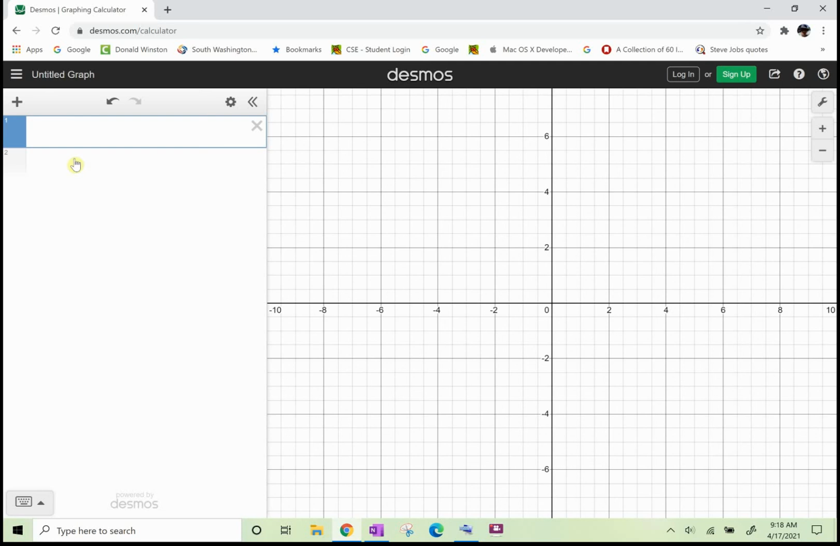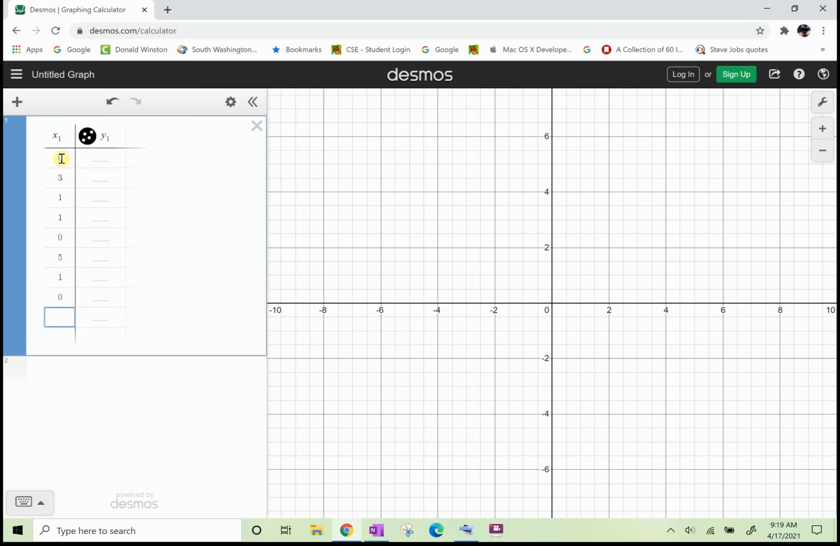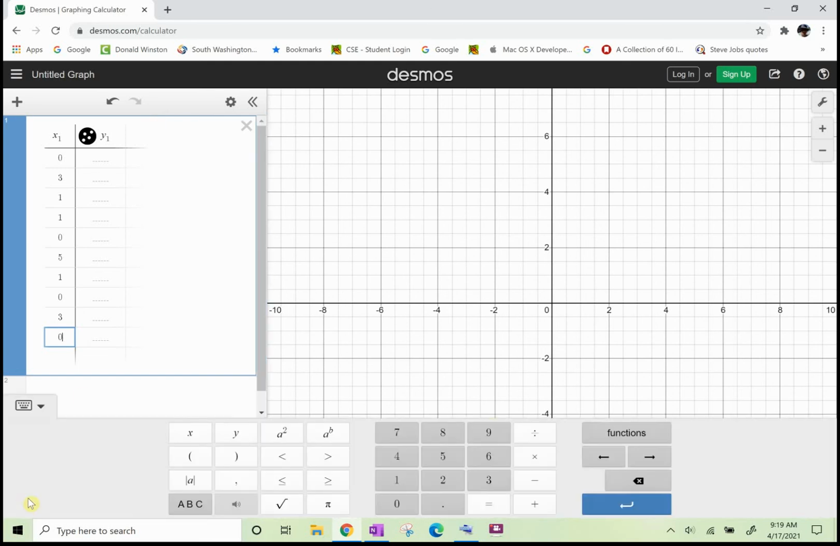And here I'm in Desmos. So what you want to do, you want to click on that plus, we'll go to table, and then just in x1, I'll enter those values I had: 0, 3, 1, 1, 0, 5, 1, 0, 3, 0. Okay, and then what I'll do is I'll go here to keypad. You want to go to functions.